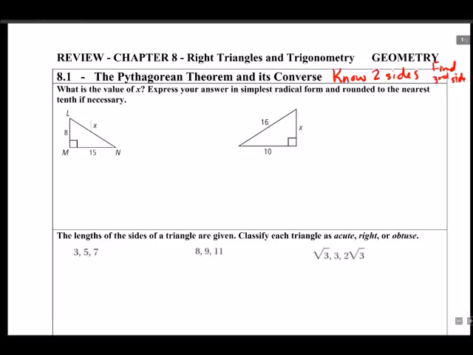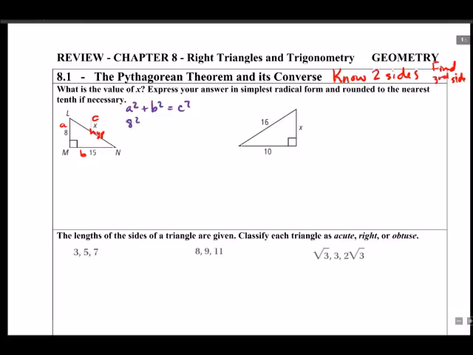Let's take a look at our first triangle here. We're supposed to find the value of x and express our answer in simplest radical form and rounded to the nearest tenth if necessary. Okay, so how do we start here? Well, the first thing we always do is find our hypotenuse, and that is right here. And we label that C, and our two legs are A and B, and then A squared plus B squared equals C squared.